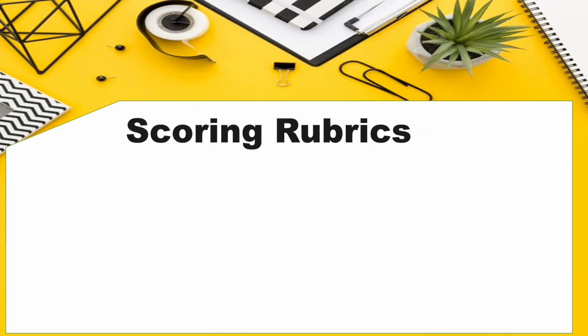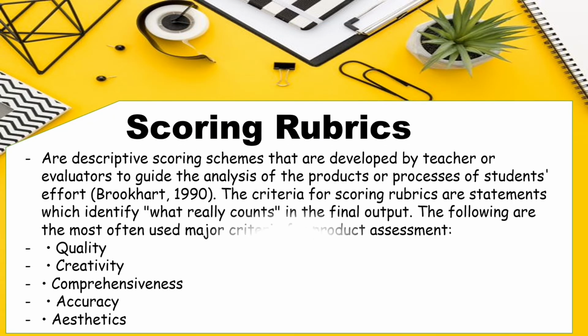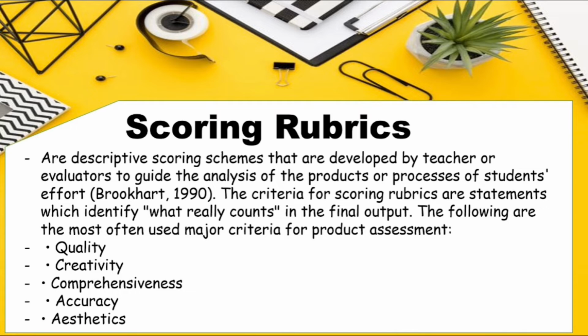Scoring rubrics. According to Brookhart 1990, scoring rubrics are descriptive scoring schemes that are developed by teachers or evaluators to guide the analysis of the products or processes of students' effort. The criteria for scoring rubrics are statements which identify what really counts in the final output. The following are the most often used major criteria for product assessment: the quality, creativity, comprehensiveness, accuracy, and aesthetics.